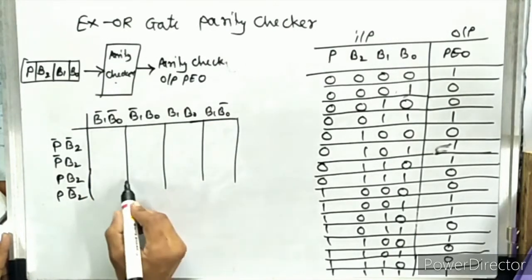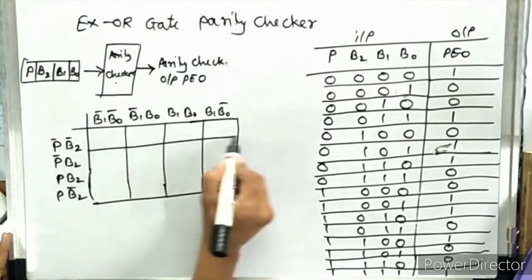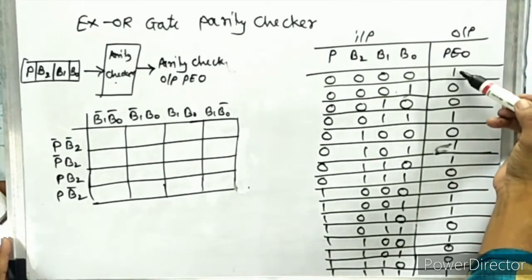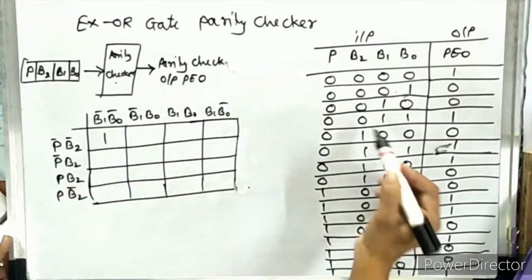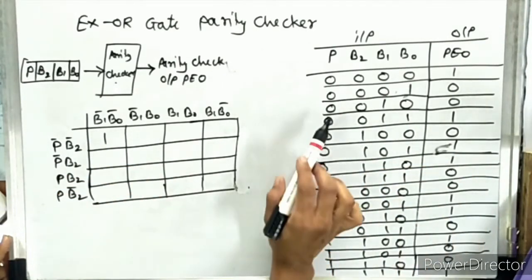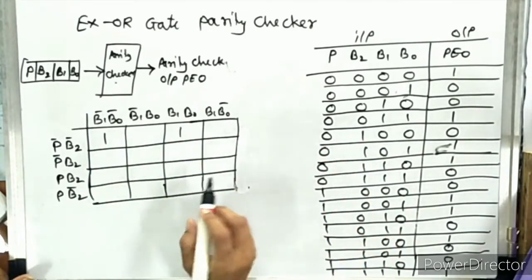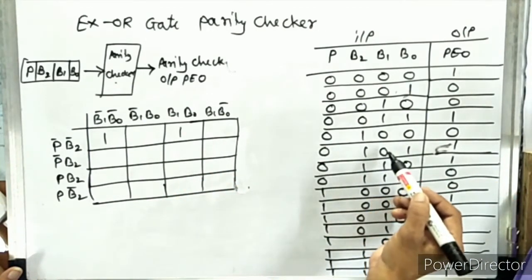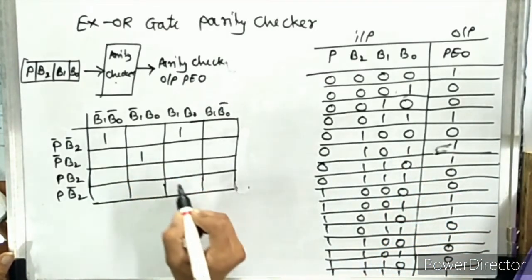Now we have to plot the PEO output on this K map. So here check where the PEO outputs are 1. For this first combination it is 1, so it is 1 over here. Then for this combination, that is 0 0 1 1, that means P bar B2 bar B1 B0, here it is 1. Then the third one is P bar B2 B1 bar B0, so it is 1. That means over here.